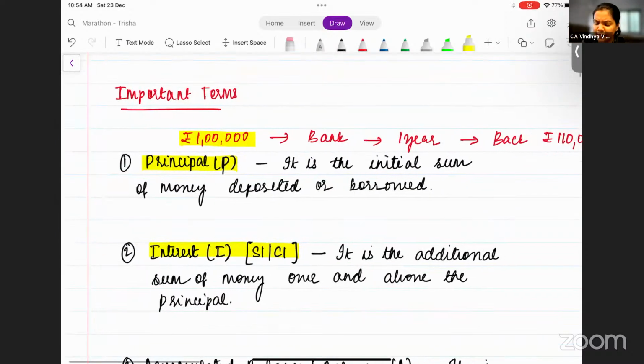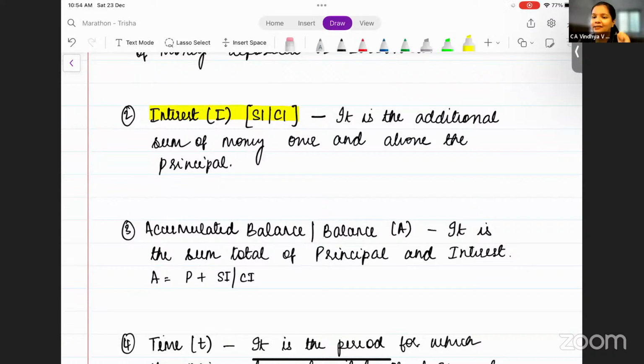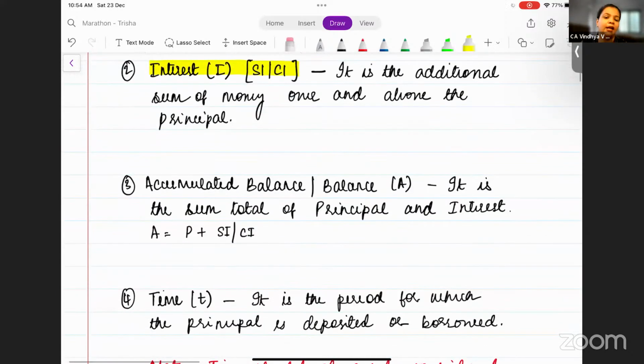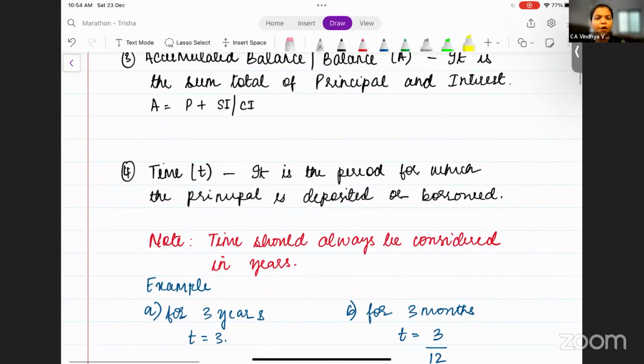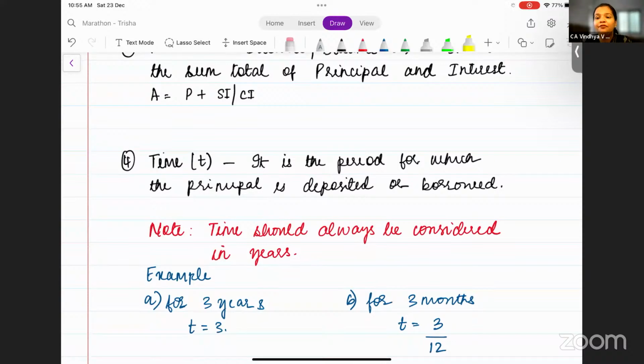Next, the balance or accumulated balance, which is denoted with capital A. It is the total of interest and the principal, which in my example is 1 lakh 10,000. I hope these 3 terms are clear. Now, next 2 terms are very important to understand. Next one being time. Time is the period for which the principal is deposited or borrowed. I'm talking from the point of deposit, but it can be you borrowing money also, right?